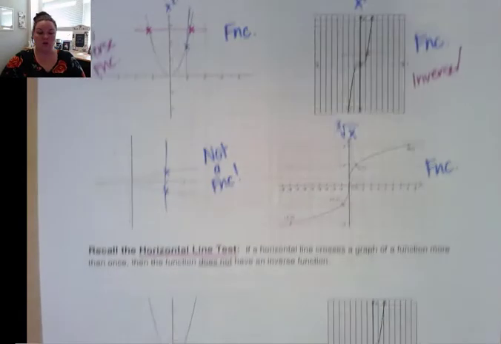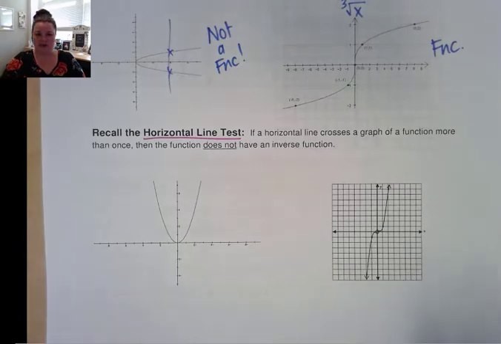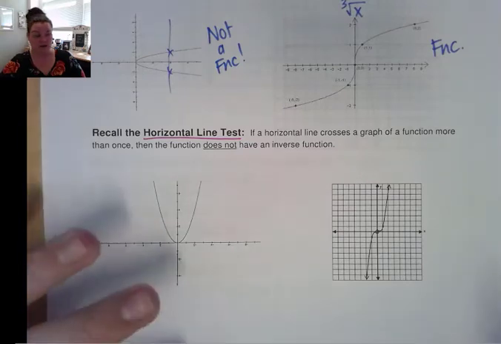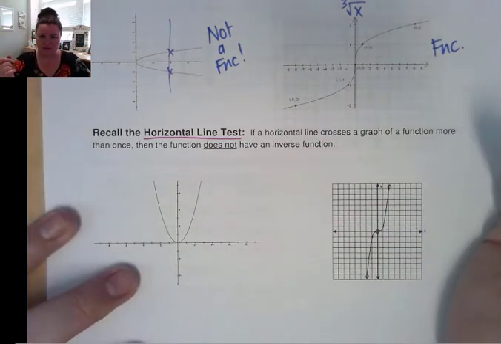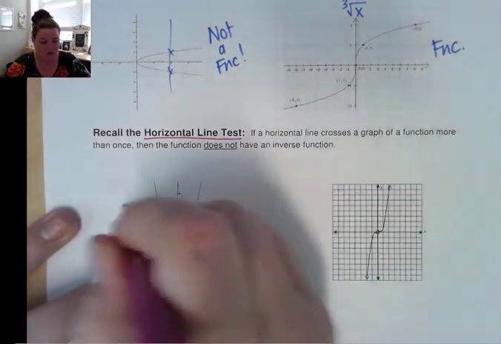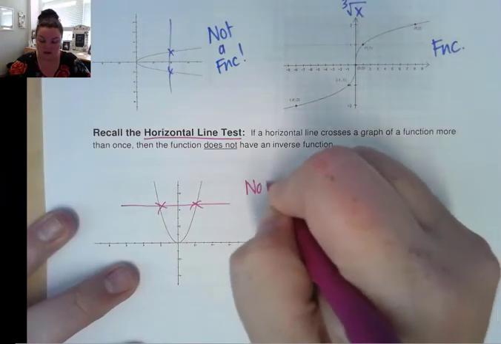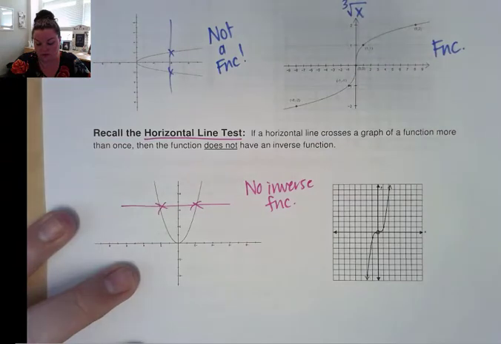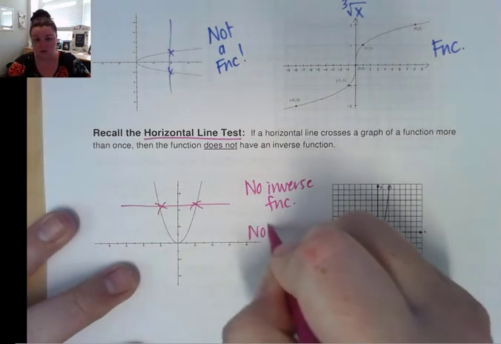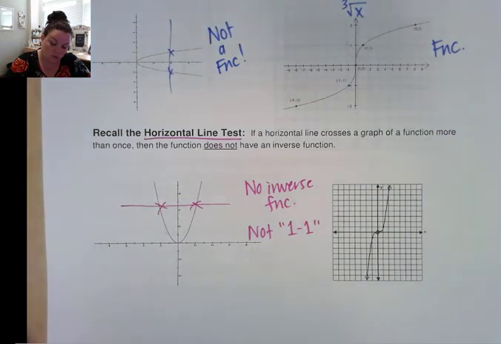Okay? So when we're checking the horizontal line test, we're looking to see if it's uniquely reversible, or if it has an inverse. Now, we write this a lot of different ways. If you see these different words, they all kind of mean the same thing. So if we have a parabola like this and we draw a horizontal line, we know it's going to fail, right? So we may say that there is no inverse function, okay? It's not invertible. Or we may say that it's not 1-to-1, okay?